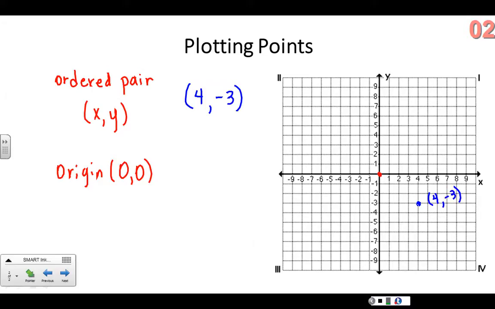Let's do another one. If I was going to plot the point 0, 6. Now the fact that I have a 0 in the x position means I'm not going to go to the right or the left at all. So we're going to start at 0 at the origin. And so I have a 6 on the y, so I'll go up, +6 on the y-axis and make the point. That's called plotting the point.